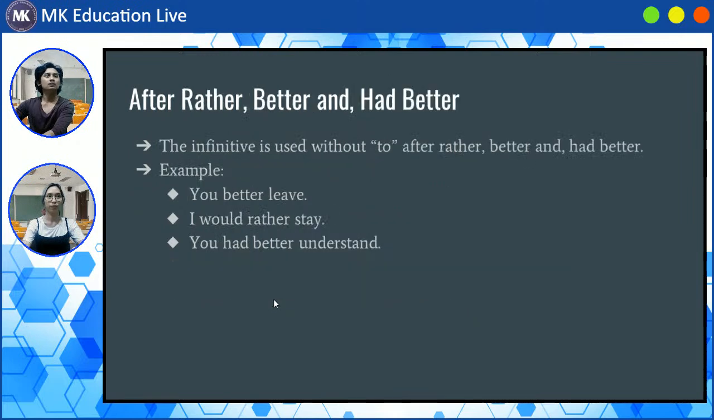Okay? Now, next one, we have after rather, better, and had better. The infinitive is used without to after the words rather, better, and had better. For example, you better leave. I would rather stay. You had better understand. You do not say these things as you better to leave, you would rather to stay, or you had better to understand. It's always with a bare infinitive without the to.